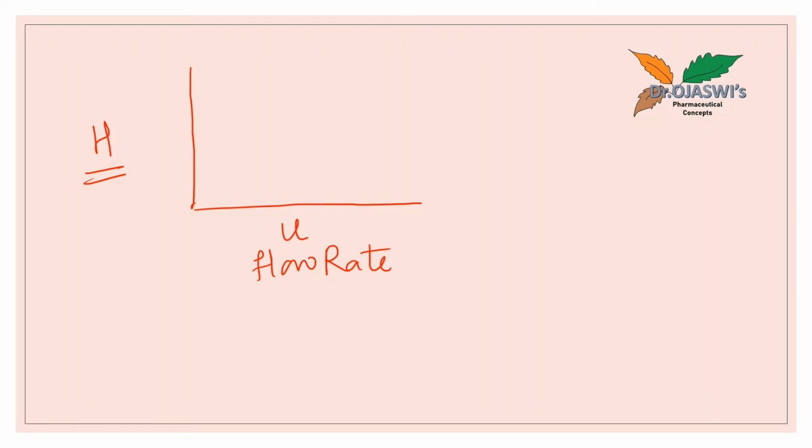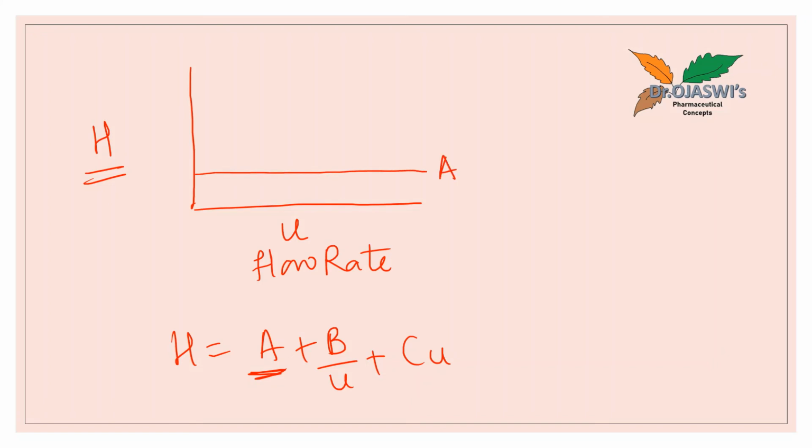As per this equation, H is equal to A plus B by U plus CU. Okay, as per this, my first factor A is independent of flow rate. So this line I am drawing for factor A. Next factor is B. Okay, next factor is term B. So as flow rate of mobile phase is increased, plate height will be reduced.